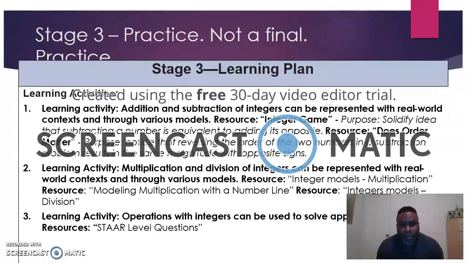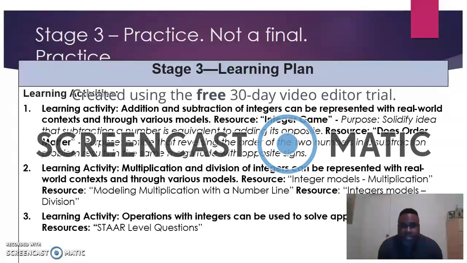Activity number 2, multiplication and division of integers can be represented with real world context through various models. And you have 3 resources there. And in number 3, our third activity, we have operations with integers can be used to solve applied problems. And the resource that we're going to use are star level questions.